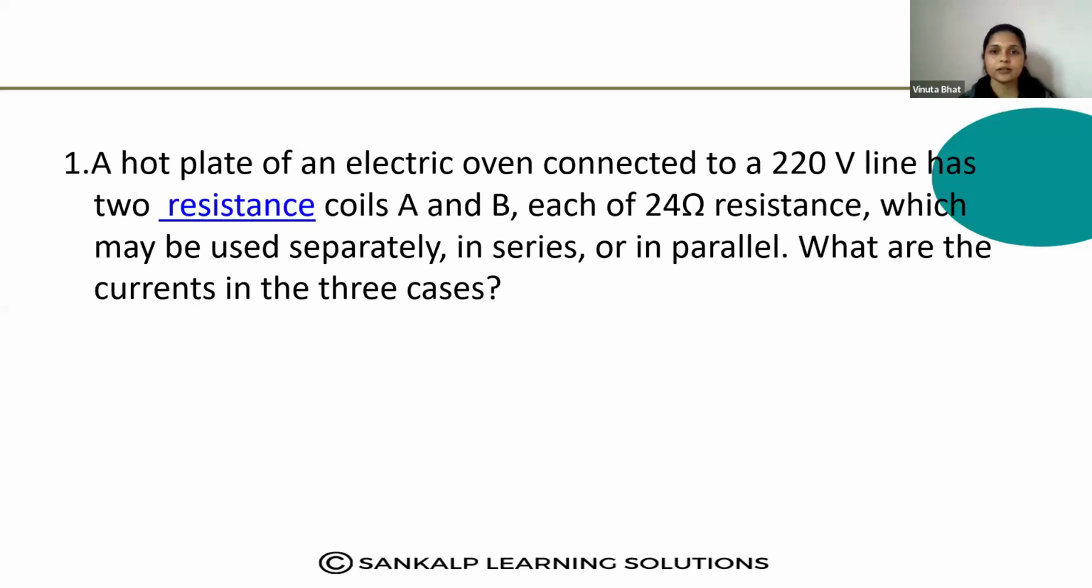Yesterday I gave one homework. A hot plate of an electric oven connected to a 220-volt line has two resistance coils A and B, each of 24 ohm resistance, which may be used separately, in series, or in parallel. What are the currents in the three cases? So you have to find out the current I.